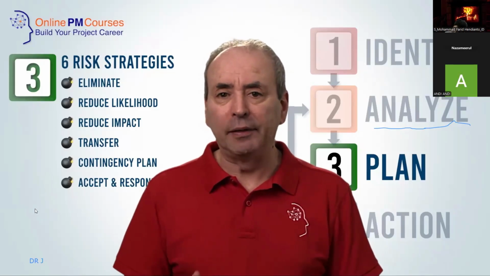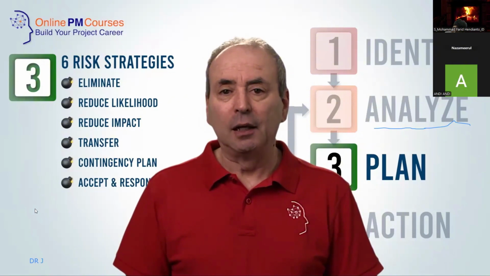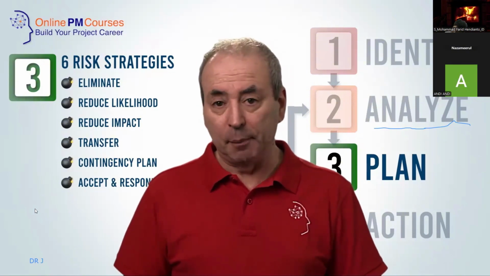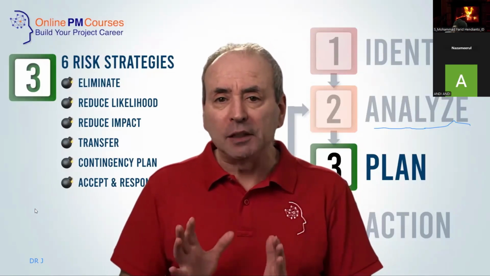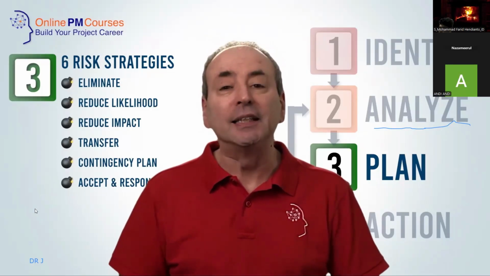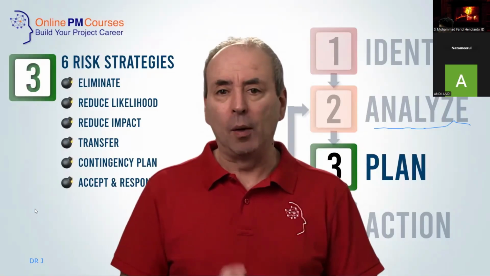Now, I am aware that PMI introduced a 7th strategy, that of escalating the risk to a higher level of authority, but for me, all that is offering the same 6 strategies to somebody else. It's not a new strategy, it's just an expedient based on the management structures, to my way of thinking.